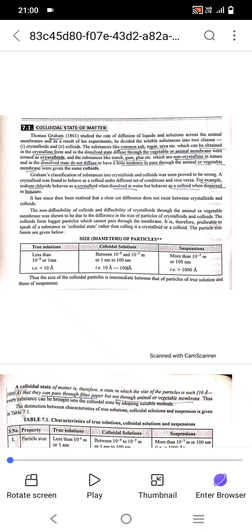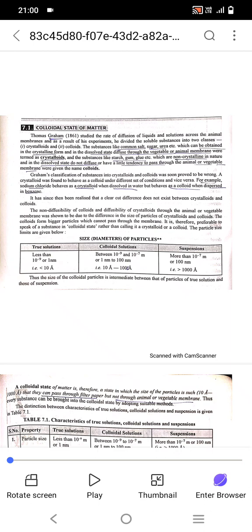Graham's classification of substances into crystalloids and colloids was soon proved to be wrong. A crystalloid was found to be a colloid under a different set of conditions and vice versa. For example, sodium chloride behaves as a crystalloid when dissolved in water, but behaves as a colloid when dispersed in benzene. It has since been realized that a clear-cut difference does not exist between crystalloids and colloids.